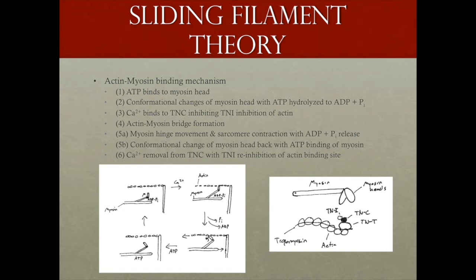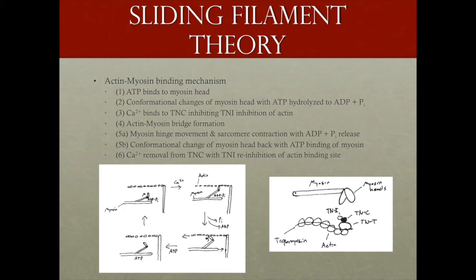The myosin globular head then moves with its hinge-like movement back to its original resting position with the release of ADP and inorganic phosphate. This hinge movement brings about the sliding of actin and myosin past each other, and thus shortening of the sarcomere and subsequent muscle contraction.